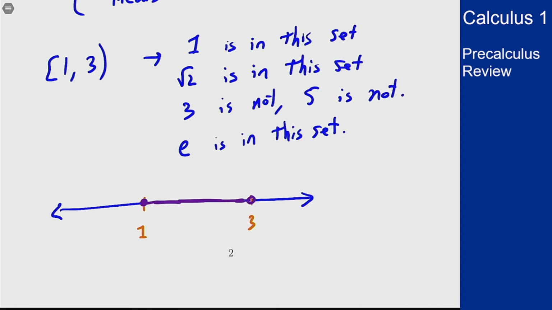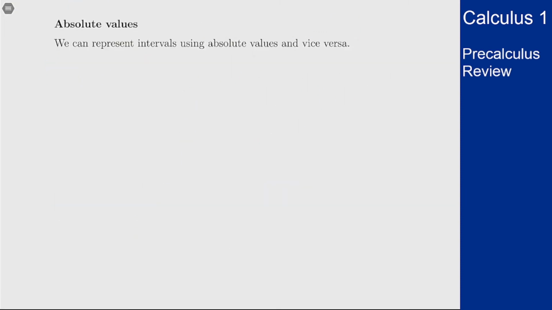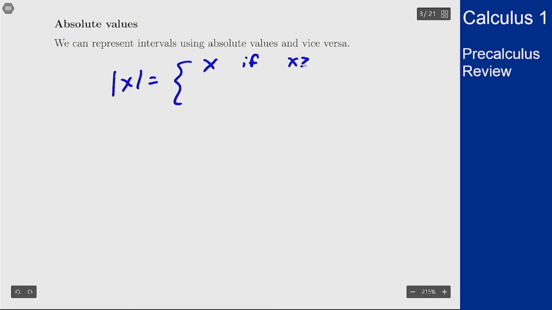A related concept to that is that of absolute values. So the absolute value of x as itself is a pretty simple function. The absolute value function is just defined to be x if x is positive, and negative x if x is negative. In a sense, it always gives you the positive version of the number, but it does that by flipping the sign if that number is negative.